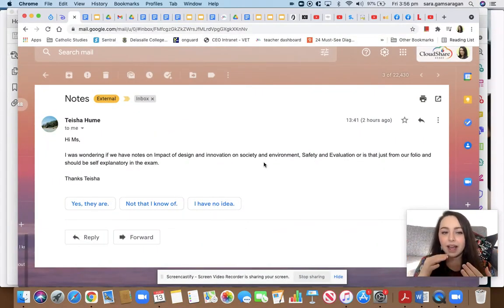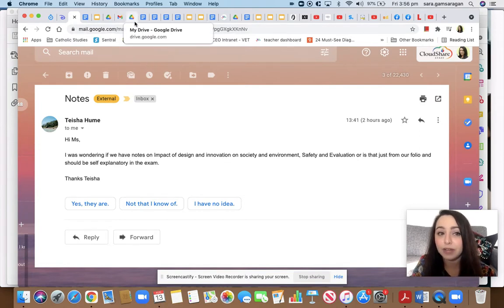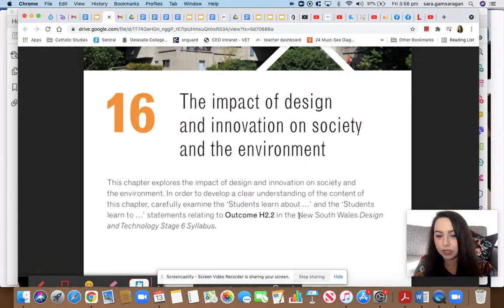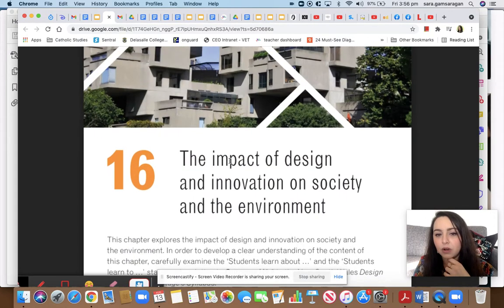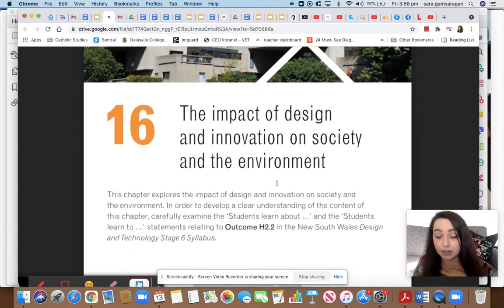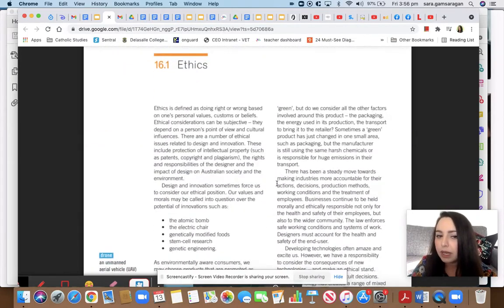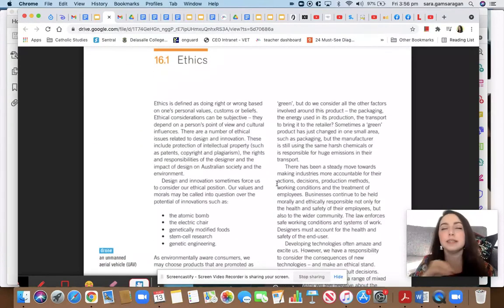However, there is definitely a part of the textbook that I want to draw your attention to, so that you can look at it as its own individual syllabus point if you want. This is from H2.2 from the syllabus. It's chapter 16, the impact of design and innovation on society and the environment. Even though you should be able to talk about it on your own, this is a really good chapter to have a look over, because it makes you realize how other things come into play.